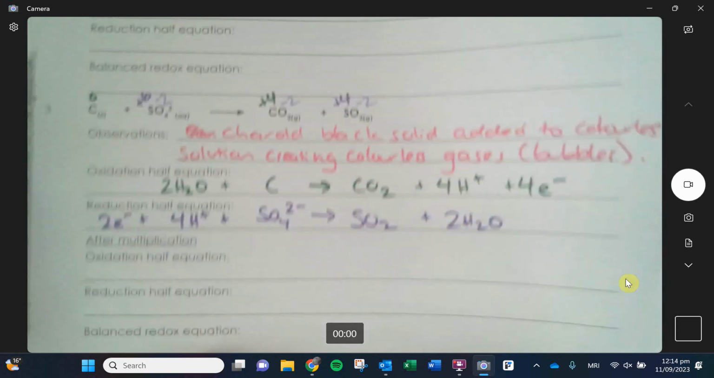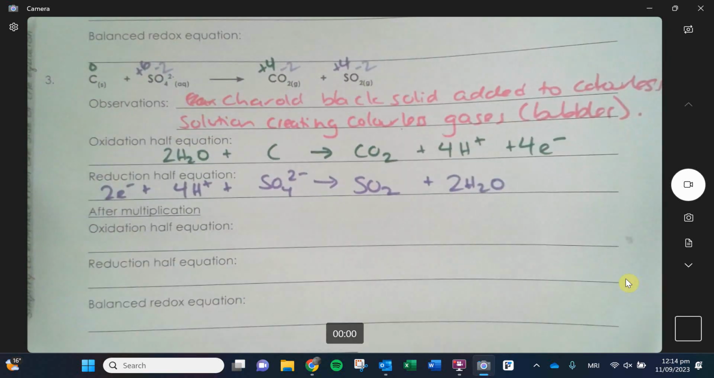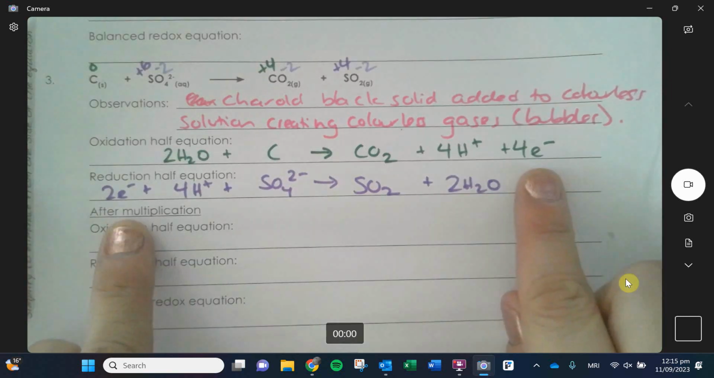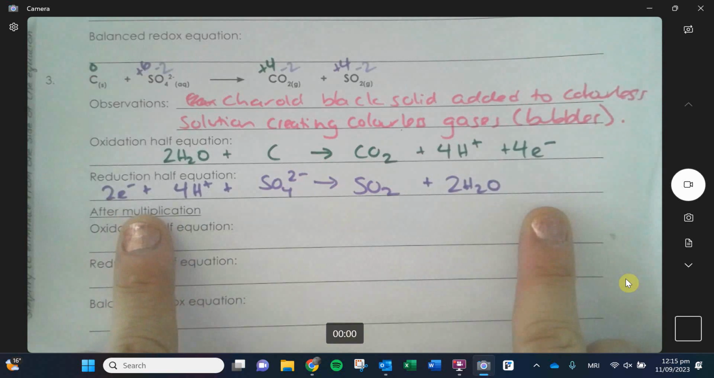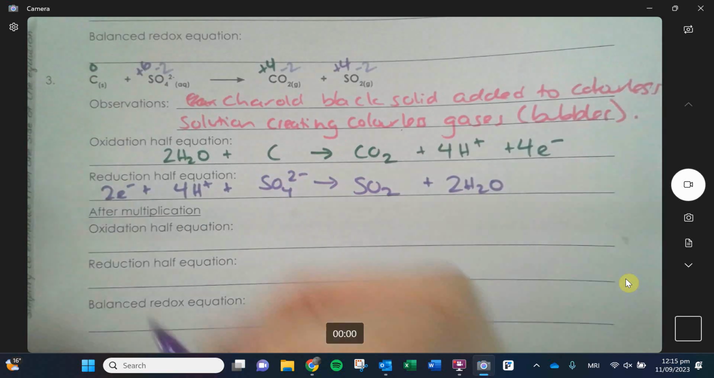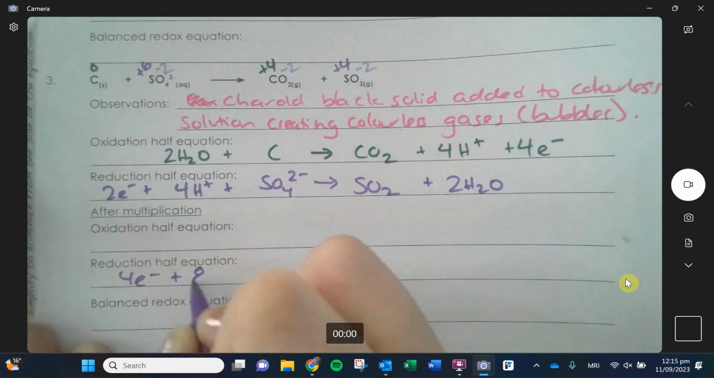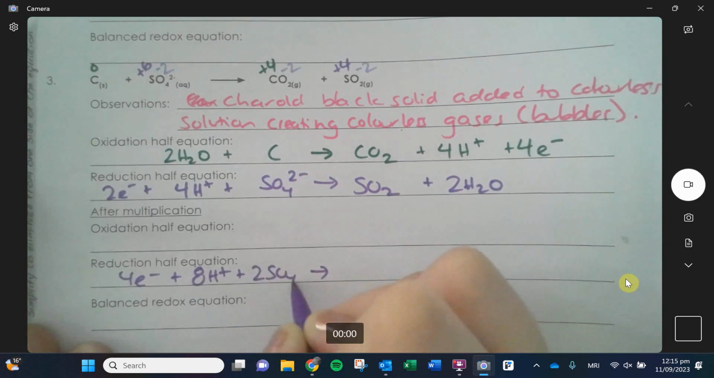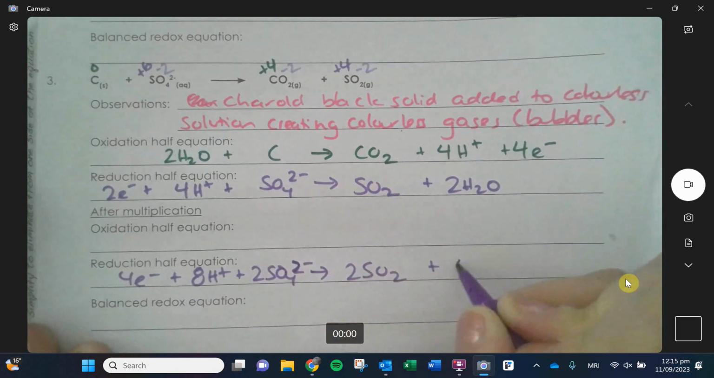All right. Now, I don't really like how the SciPad has done this. I think it's really kind of redundant and repetitive. But what they want you to do on these two is just to do the multiplication so that your numbers match with these electrons. So this is 4 and this is 2. I want them to be the same number. So the easiest way to do that is multiply the bottom by 2. So I'm just going to rewrite those equations with those changes. So that'd be 4 electrons plus 8 hydrogens plus 2 sulfates and then 2 sulfur dioxides plus 4 waters.